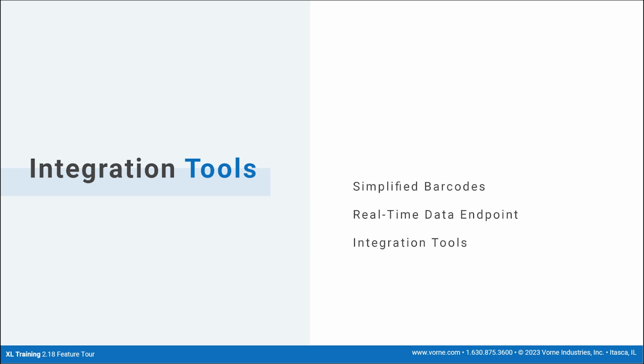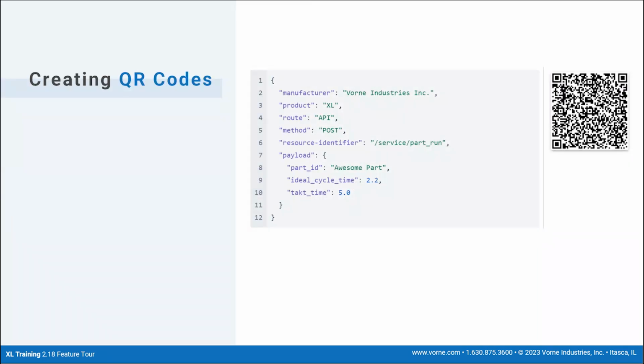Next, we'll look at some new features that are especially useful for integrating Excel with other systems. Excel devices now respond to a simplified JSON text format for job, part, and team QR codes. This new format only uses printable characters and does not require checksums. This feature is especially useful for organizations that like to generate QR codes directly from their ERP or MES systems.